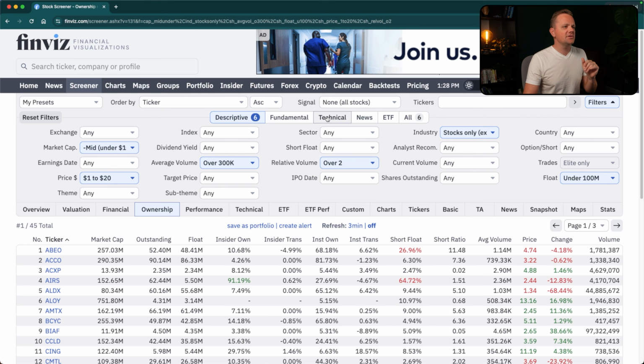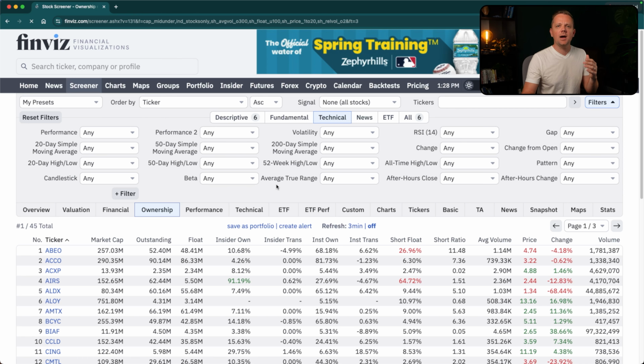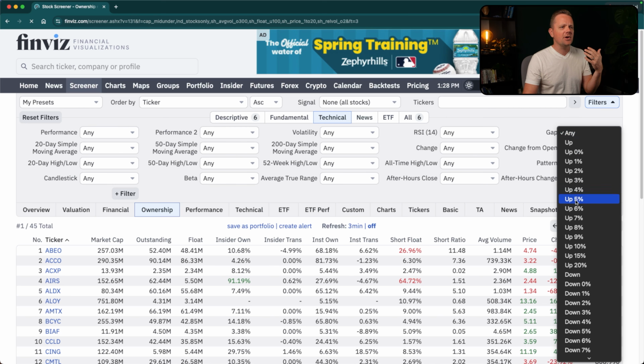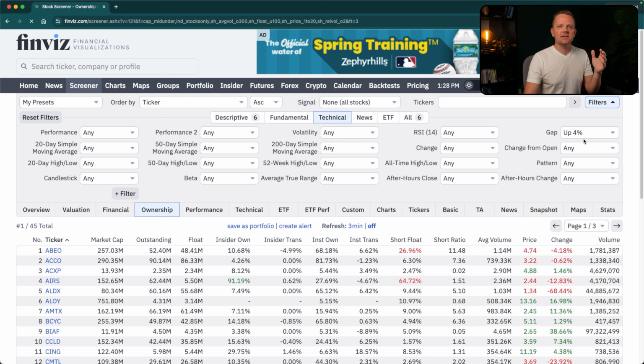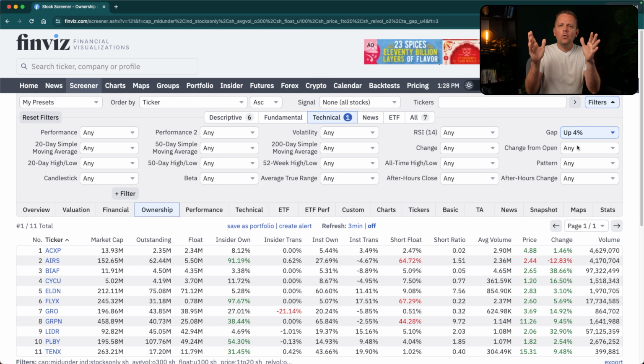Now I'm going to switch over to the technical tab here and do a couple of settings. So the gap percentage, we want a minimum of 4%. So if you go to gap, we're going to go up 4%. Here's something important about gap size. The 4 to 7% range is often the sweet spot. It's big enough to show real conviction, but not so extended that the stock has already made the total move. So when you see a gap of 70 or 80% or more, the risk profile changes dramatically. At that point, the stock has likely already priced in the news and you're just chasing it.